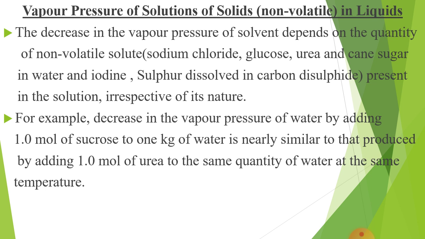To focus on the examples, the amount of water is the same and the amount of solute is also the same. That's why they have the same vapor pressure. It does not depend on which type of molecules you have taken, either urea or sucrose. So this indicates that the vapor pressure depends only upon the quantity, but not its nature.